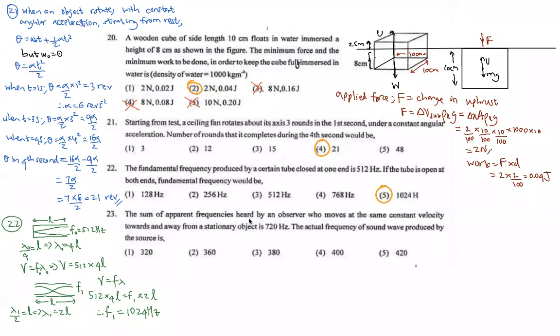23rd one. The sum of apparent frequencies heard by an observer who moves at the same constant velocity towards and away from a stationary object is 720 hertz. The actual frequency of sound wave produced by the source is? This is the 23rd question. Right, so let's analyze the 23rd question.